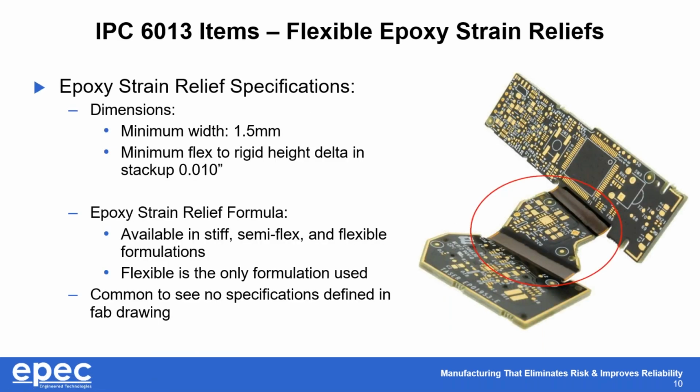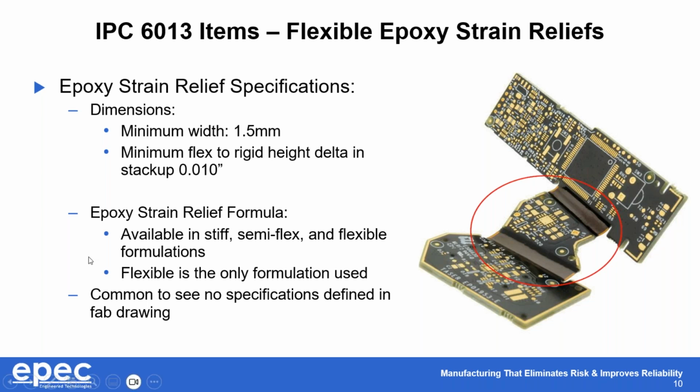Moving on to epoxy strain relief specifications, we do have some dimensions that are minimums that are IPC constraints. The first of which is the minimum width, which is 1.5 millimeters. In addition to that, we also see the minimum flex to rigid height delta in the stack up, which is 10 thousandths of an inch. So what that corresponds to is the height of the rigid section to the height of the flex section can be no less than 10 thousandths, or 10 mils.